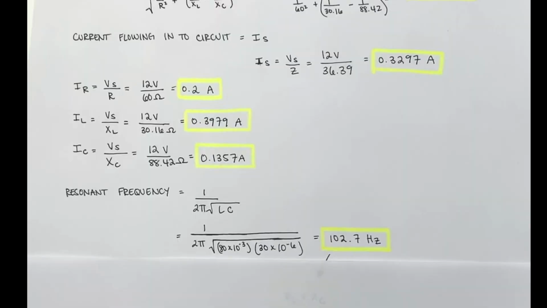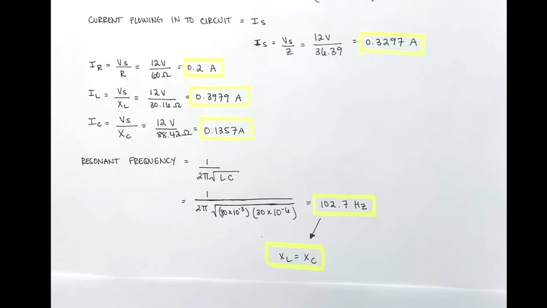For resonant frequency, we're going to use the formula 1 over 2 pi times the square root of LC. We'll plug in our own numbers, and for L we'll use 80 times 10 to the negative 3, and then for C we'll use 30 times 10 to the negative 6 to keep all our units even, and we should get 102.7 hertz. So because 102.7 hertz is our resonant frequency, we know that our capacitive reactance is equal to our inductive reactance, or XL is equal to XC.